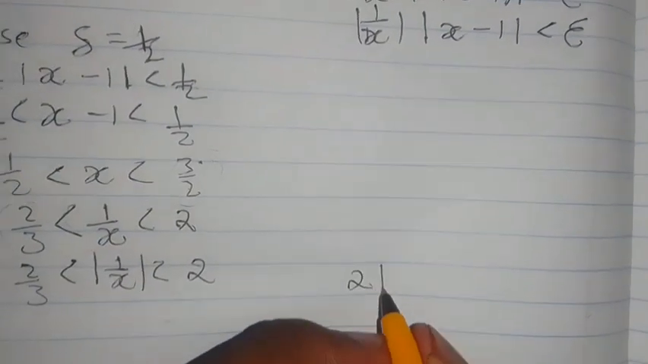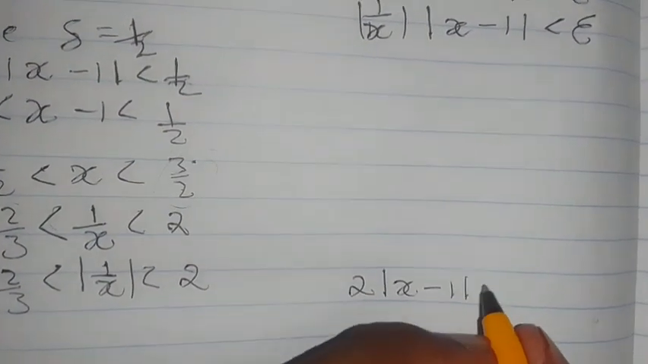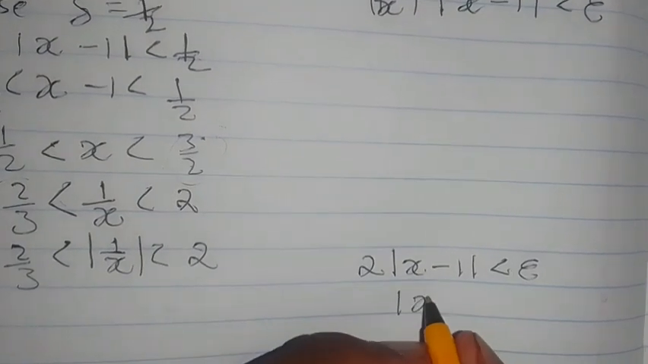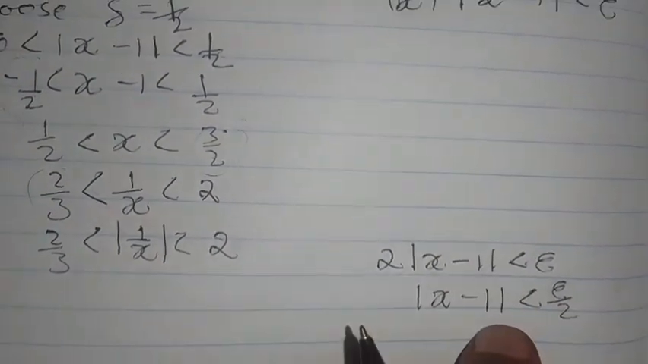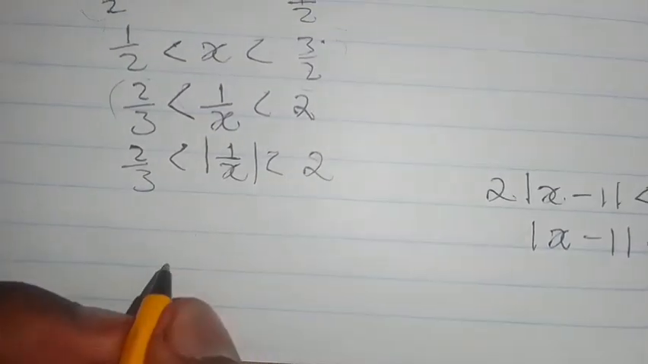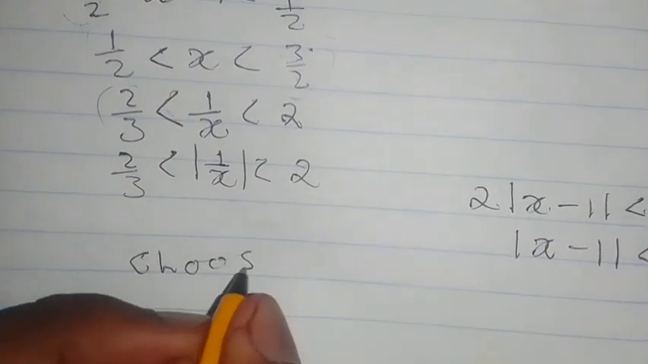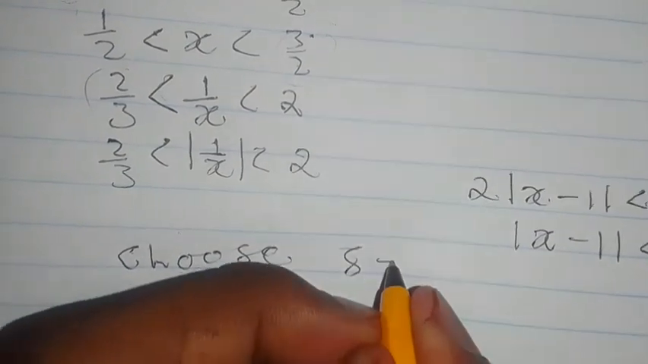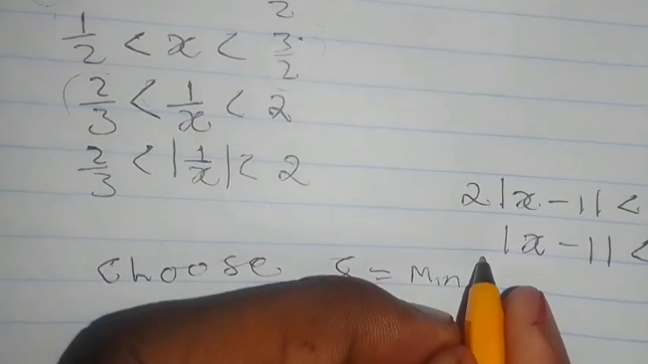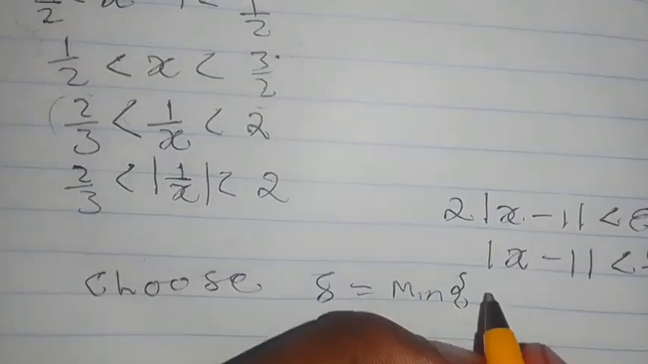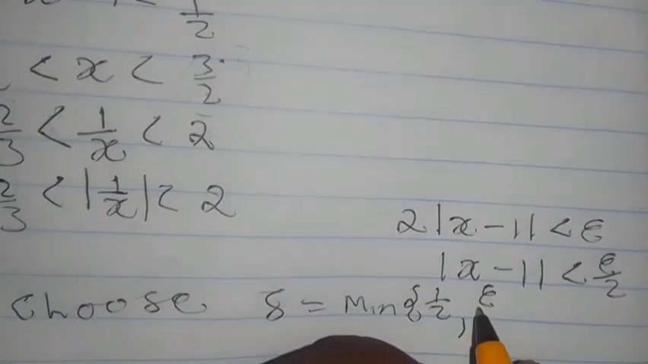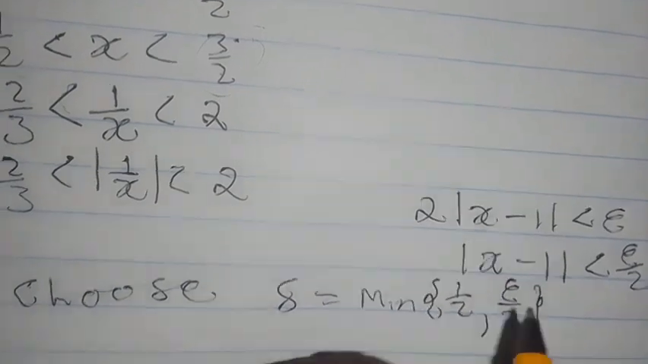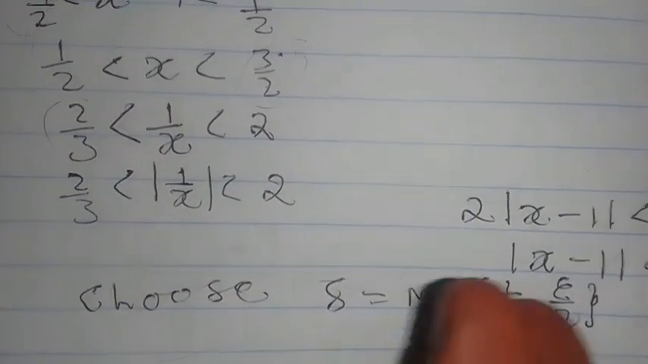Then you have 2 multiplied by the absolute value of x minus 1 is less than epsilon. Then the absolute value of x minus 1 is going to be less than epsilon over 2. And then when you have something like this now, you can choose delta to be the minimum of, what did we plug in? We plugged in half. And the upper value will just be epsilon over 2. And then from then you can just verify.